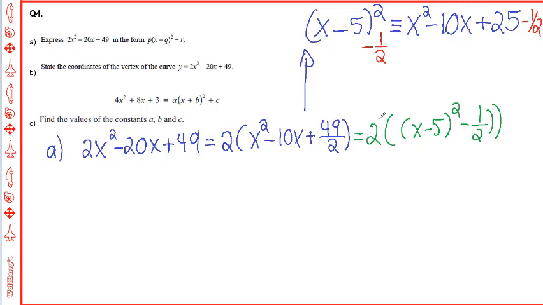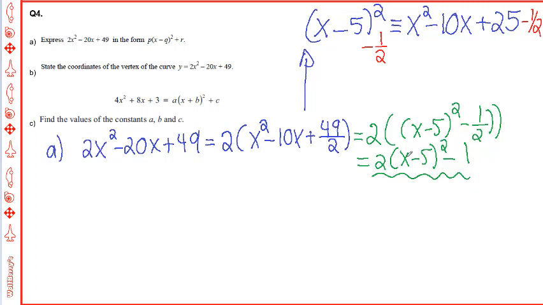Final step is multiply our 2 back inside the brackets. So we get here 2 times that gives you that, 2 times (x minus 5) all squared. 2 times a half makes 1, so minus 1. And you can clearly see there that this now resembles this here. Our P is 2, our Q is 5, and our R is minus 1. So that's how we can complete the square.